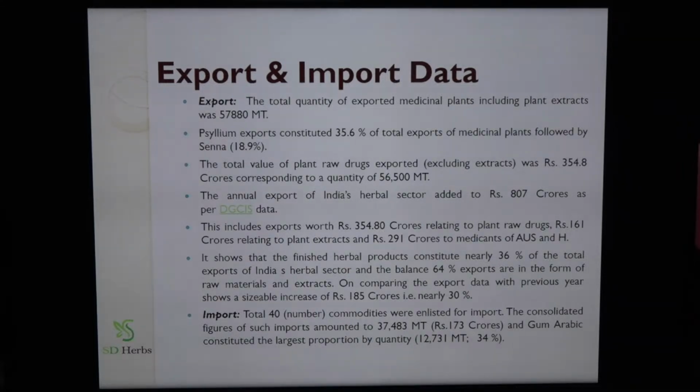Also, we are importing now, because our own market also needs some of the medicinal value-added plant-based components. So we are importing from China, Indonesia, Malaysia, and Japan. In total, 40 commodities we are importing right now. The consolidated figure is 37 for export. And out of that, gum oil is a major constituent which we are doing.